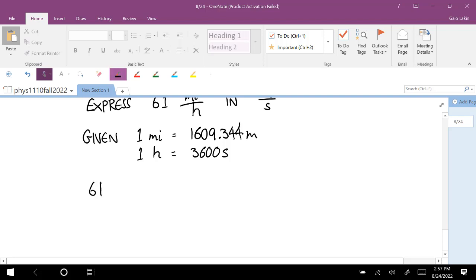So we'll start with 61 miles, and in the denominator, we have hours. And it doesn't matter whether you do the distance first or the time first, but let's go miles to meters first. So we know we're going to multiply this by either 1 mile over 1609.344 meters or 1609 meters over 1 mile. So how do we know which one we want?